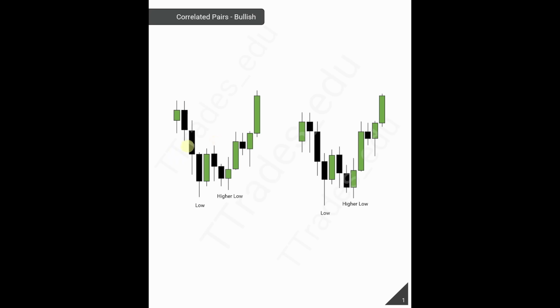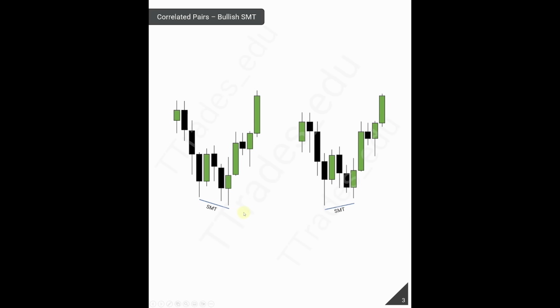Now, generally with correlated pairs or correlated assets, we're going to have similar structure. For example, here, one asset puts in a low, and the other also puts in a low. Then we put in a higher low, and we also put in a higher low. Now, SMT is when one of these assets diverges from the other. So while this one was making a low and a higher low, this one made a low and a lower low. That divergence right there is an SMT.